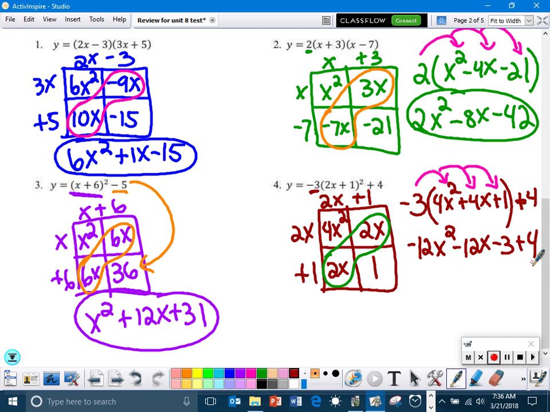All right, hopefully I'm not making a mistake anywhere. So now we've got negative 12x squared minus 12x plus, and negative 3 plus 4 is 1. And that is our final answer. All right, let's go to the next page.